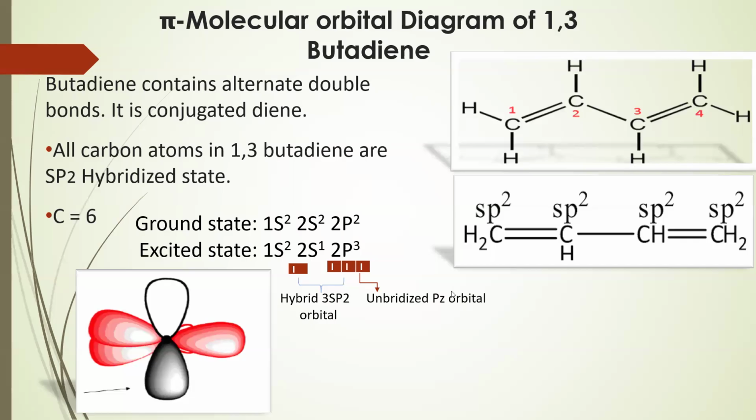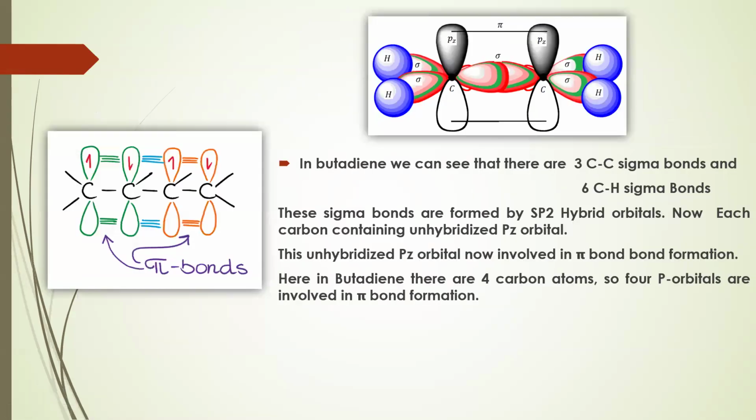pz orbital. Here we can see the diagram. The red color lobes are hybrid orbitals, 3 sp2 orbitals. So, 3 red color lobes are there. And the black color lobe indicates the unhybridized p orbital. So, the p orbital is in black color and the sp2 hybrid orbitals are indicated in pink color. Here this diagram indicates the unhybridized p orbital. In butadiene, 4 carbons, 4 p orbitals are there.